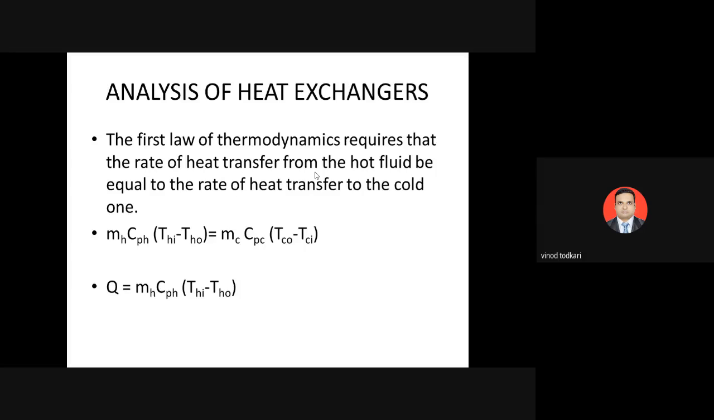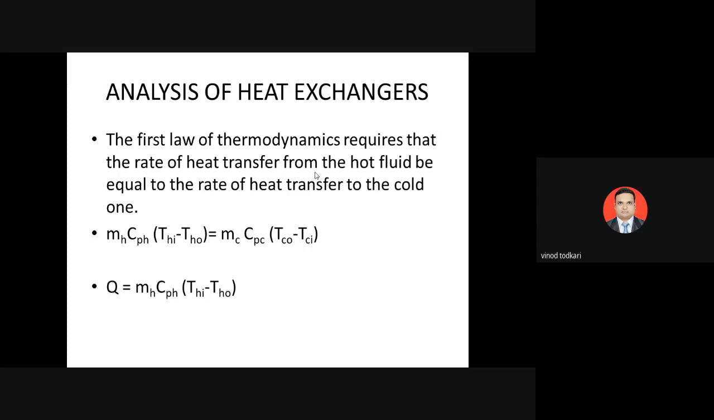Now see, as far as analysis of heat exchangers is considered, the analysis is very simple. There are two types of analysis. Rather than types, I will say there are two methods. One is the log mean temperature difference method, which is also called the LMTD method, and the second method is the effectiveness NTU method. In today's session we'll see only the LMTD method, that is, the log mean temperature difference method. For both methods, the analysis procedure is the same. So initially we'll discuss what the steps are.